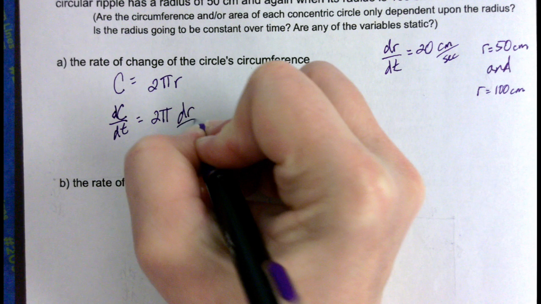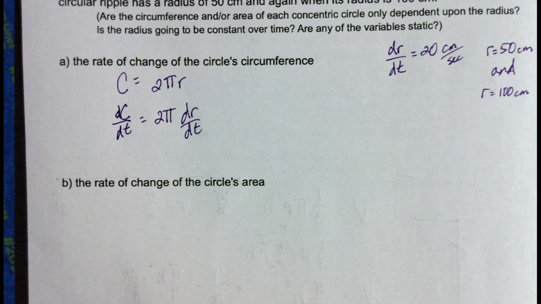Yeah, we actually don't even need the radius. Well, we are doing circumference. Is circumference linear or is it area? It's linear. So that makes sense. So this is 40 pi centimeters per second.